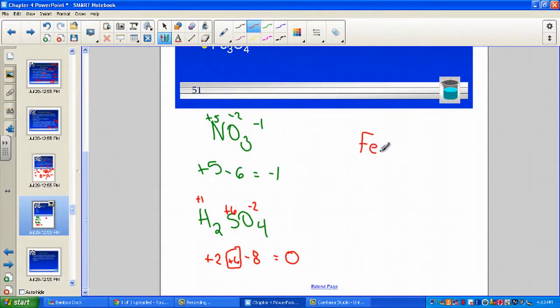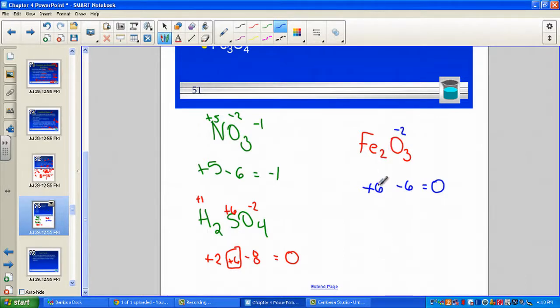How about this one? Fe2O3. Well, the rule for oxygen, -2. 3 units of a -2 give me a -6. I know it will end at 0 because it's a neutral compound. I know that the total positive has to be +6 to get me to 0.